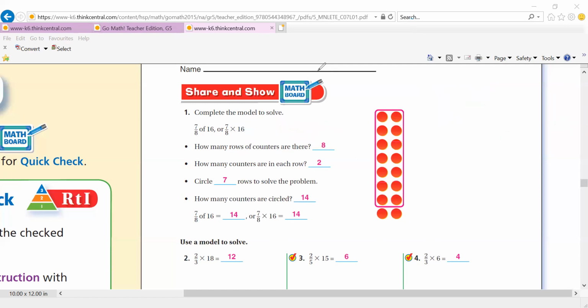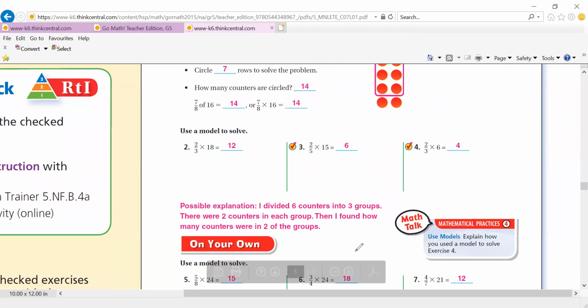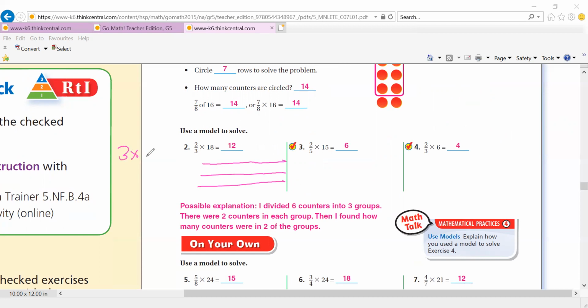Done? Miss, so that means, see, I will do this and show you once. Wait a minute. Miss, can I do this one? There are 3 groups. So let me just make 3 lines. 1, 2, 3. And you have 18. 3 times what gives you 18?